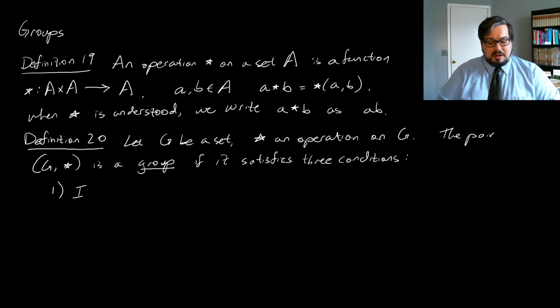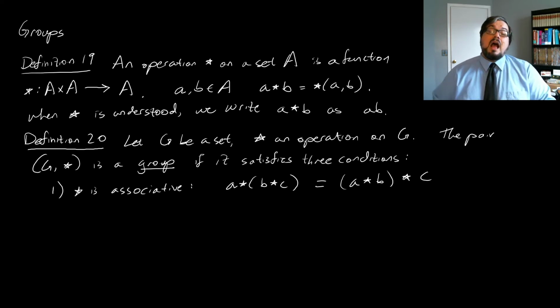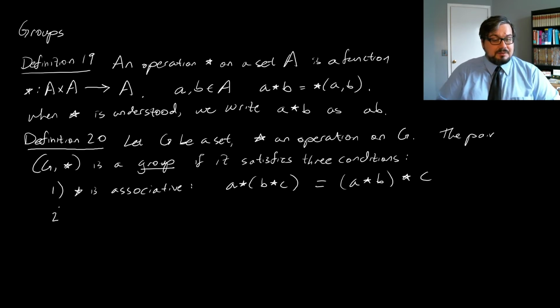First of all, star is associative, which means that if I take a, b, and c from my set, and I operate b and c together and then a, that gives me the same thing as saying that I operate a and b together first, and then c. So when I have three things all operating together, a, b, c, it shouldn't matter how I group them up. So star should be associative.